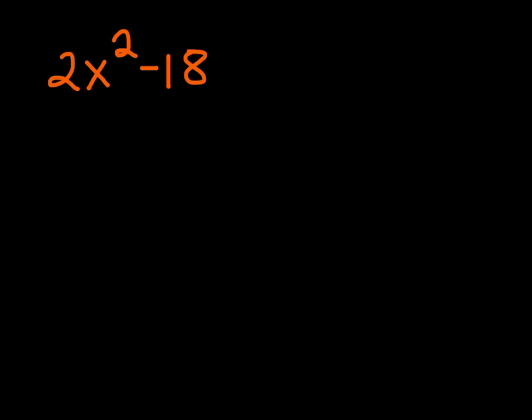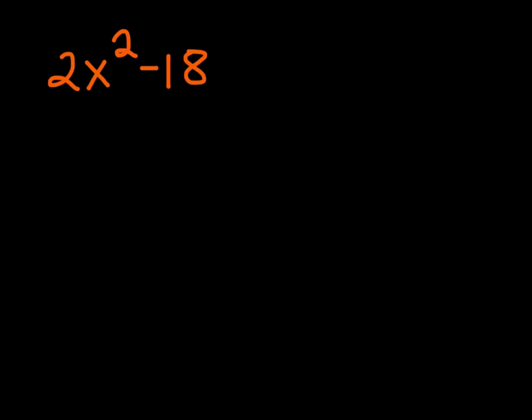Alright, first thing we're going to factor is 2x squared minus 18. And following the rules on your sheet, the very first rule says to look and see if there is a GCF, if there is a greatest common factor. You must always do that first.